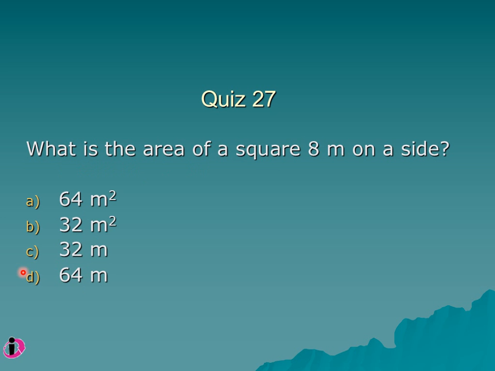How about the area of a circle? I'm sorry, the area of a square, 8 meters on a side. So you have 8 times 8, right? 64 square meters, because all the sides are the same. The right answer is A.